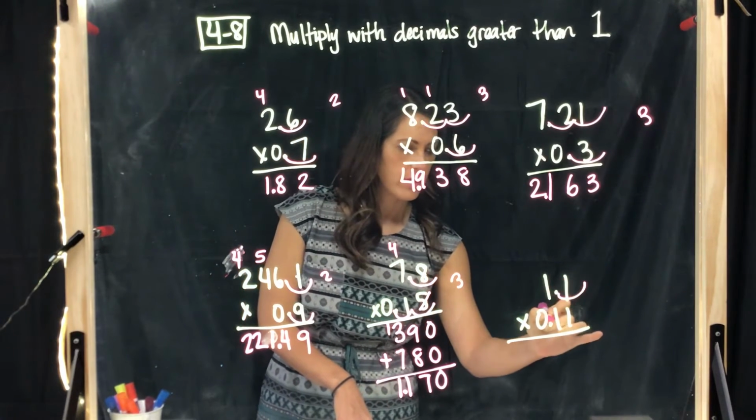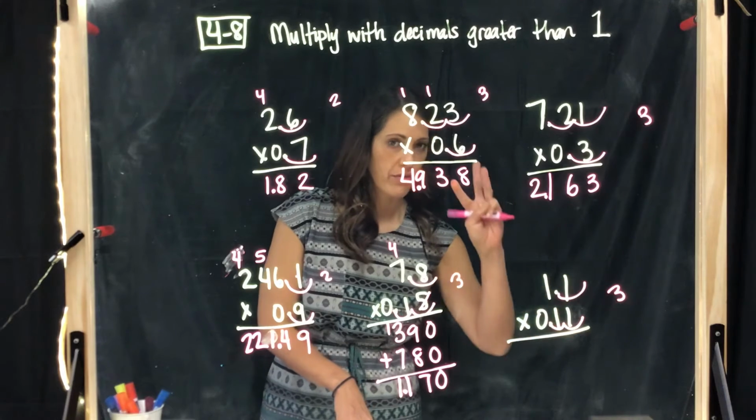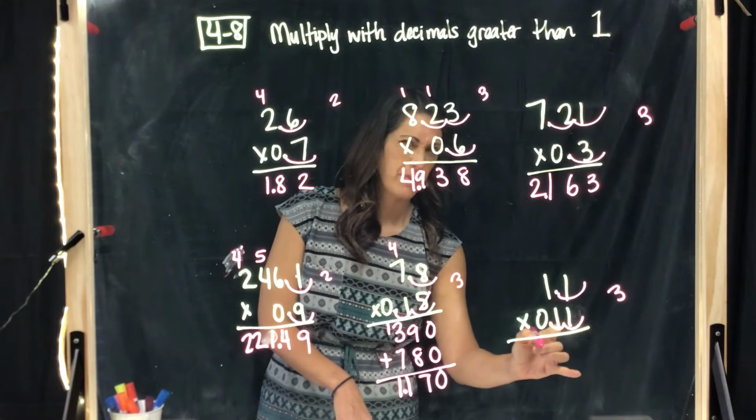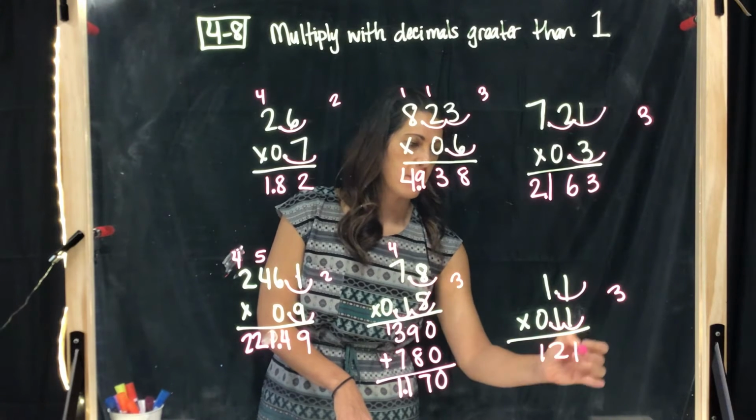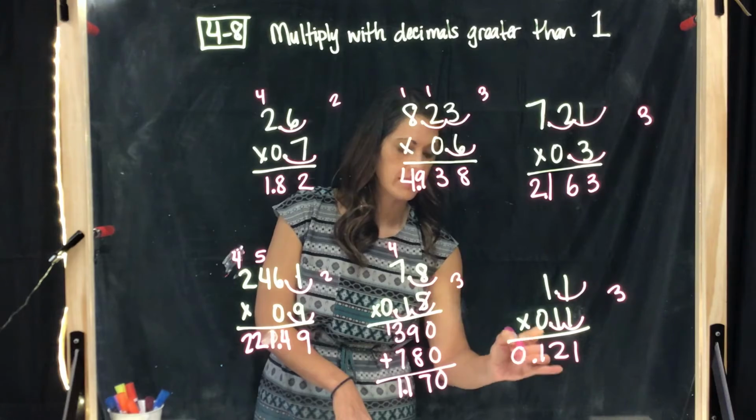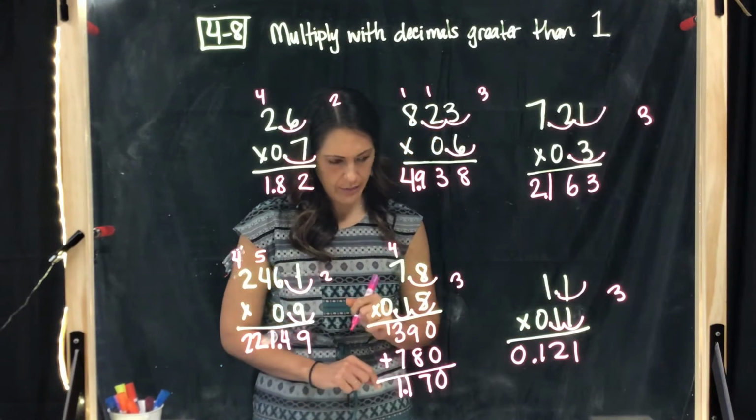And last is this one. Again, 1, 1, 2, so total of 3 spaces to move, and I'm just going to multiply 11 times 11, which I happen to know is 121, and I'm going to put 3 decimal spots in. 1, 2, 3. So I'm going to add a 0 there to make that look a little bit nicer.